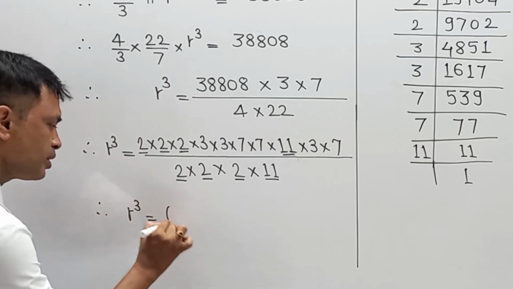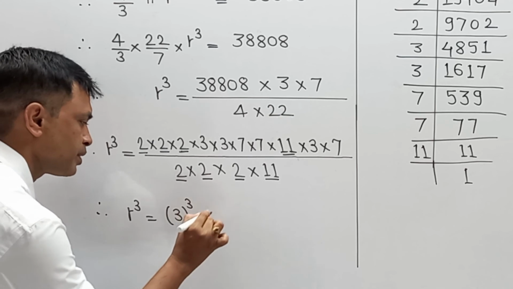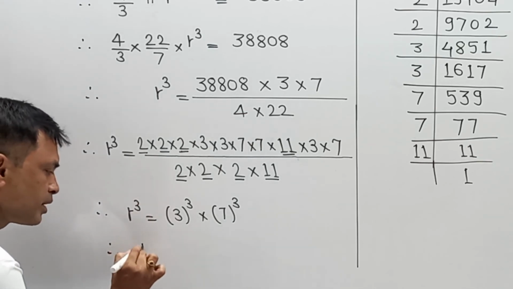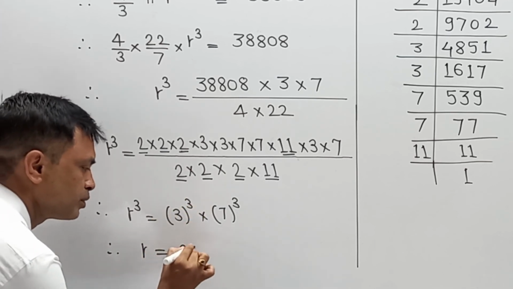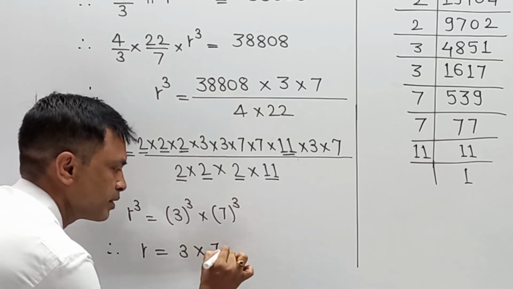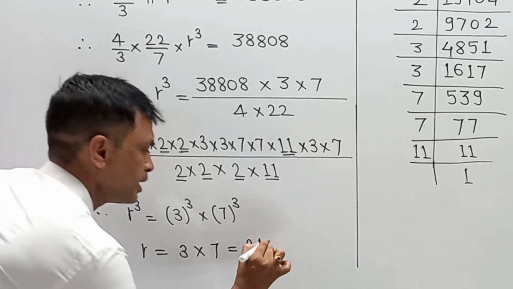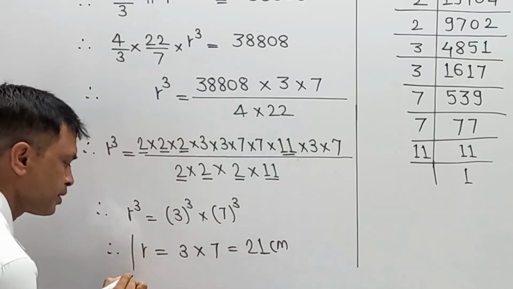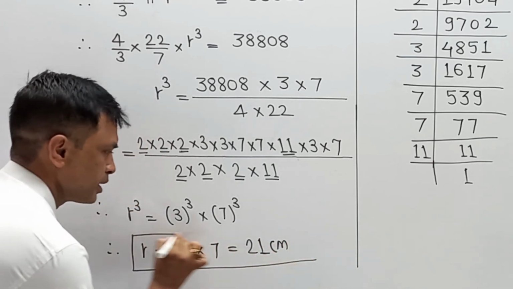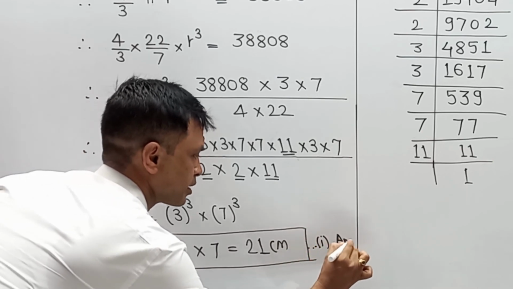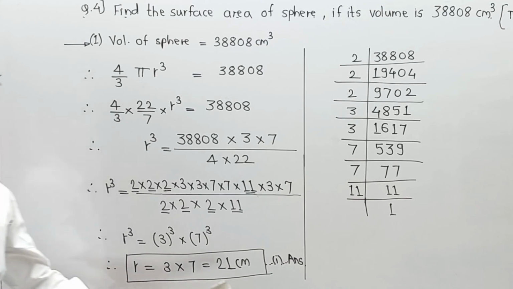Simply that logic gives us r cube is equal to 3 cube into 7 cube. Just like we take the square root from both sides, here I am going to take the cube root from both sides. So naturally, r cube gets converted into r, 3 cube into 3 and 7 cube into 7, and that becomes 21. So we get r, and the unit is centimeter. So from this calculative method, our first answer, r, is equal to 21.